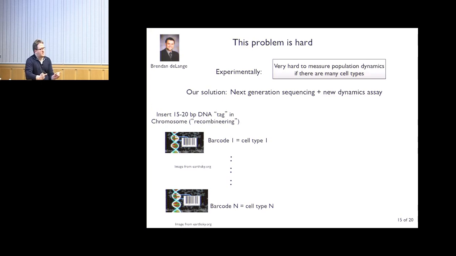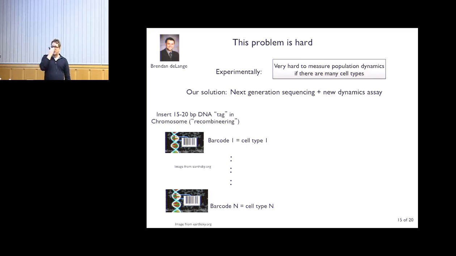Around that barcode, we have a consensus sequence for which we can design PCR primers, and therefore pull out those barcodes from any given population. And then we use a few tricks so that we can pool lots of these experiments together. So specifically, we label the PCR primers with an additional barcode. We send this off for next generation sequencing.